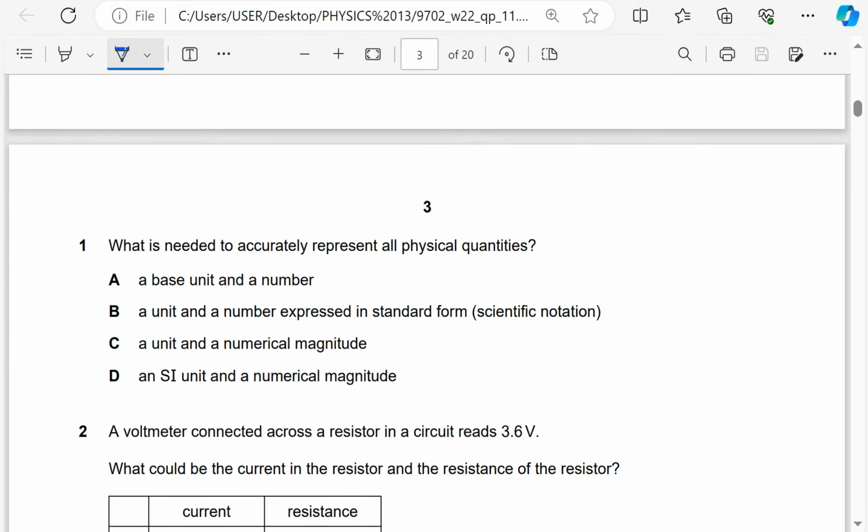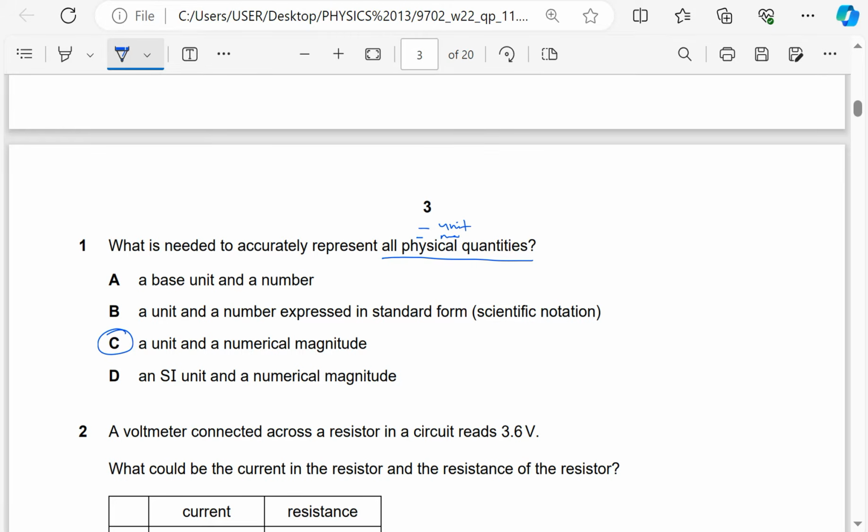So what is needed to accurately represent all physical quantities? Physical quantities can be vectors or scalars. Whether vectors or scalars, they should have a unit, and they should have a magnitude. So the answer is going to be C, because the physical quantity can be a vector or a scalar, but whether it is a vector or a scalar, it should have a unit and a magnitude. So the answer here is going to be C.